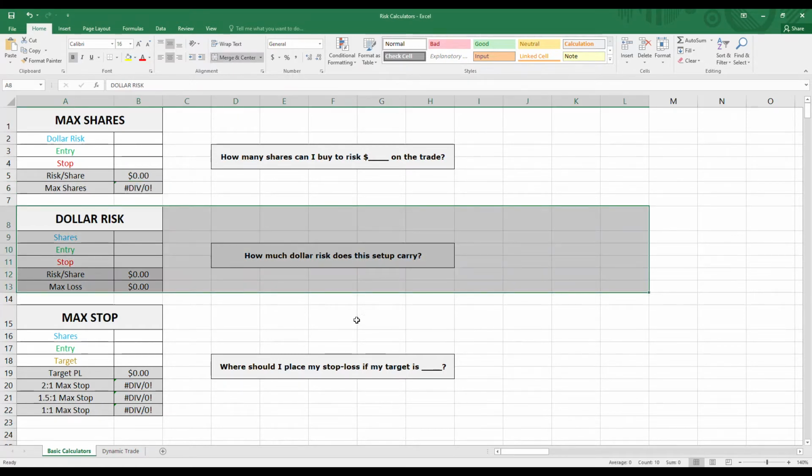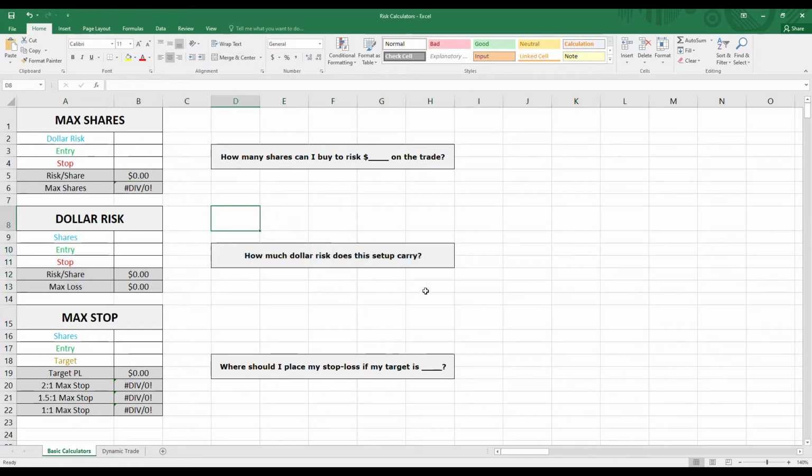So next we're going to be looking at the dollar risk calculator, which is trying to answer the question, how much dollar risk does this setup carry?